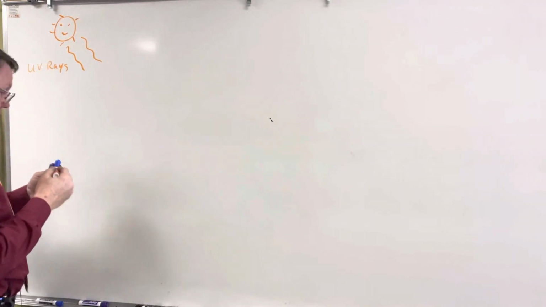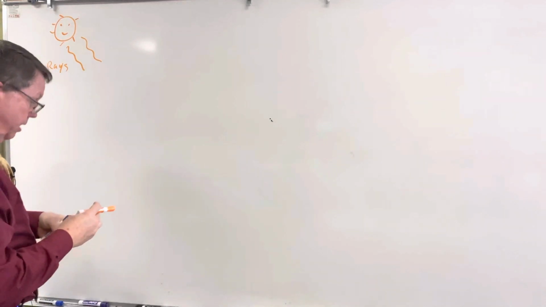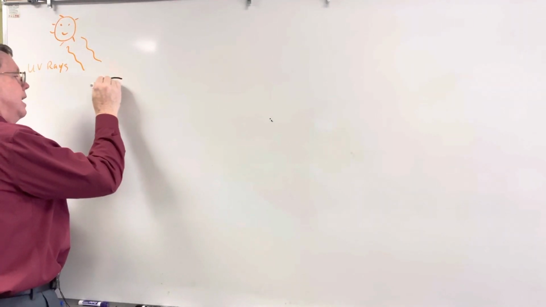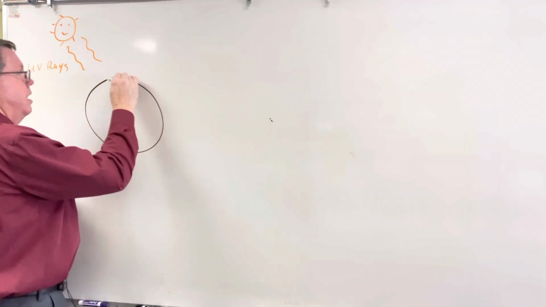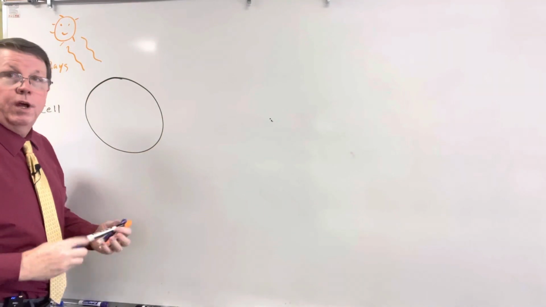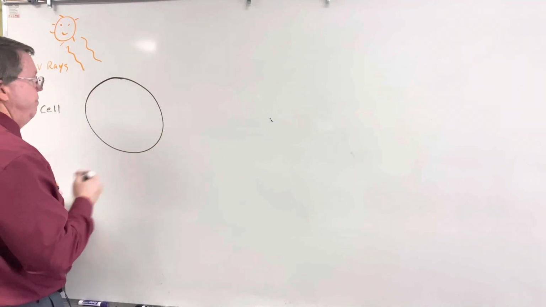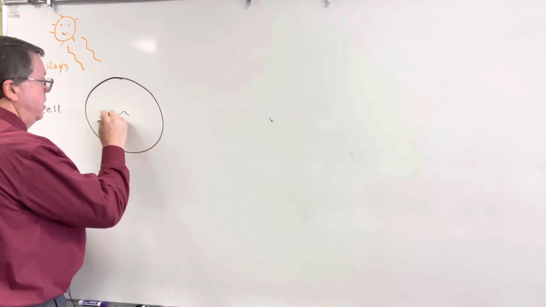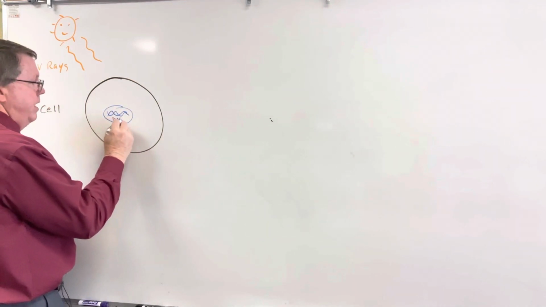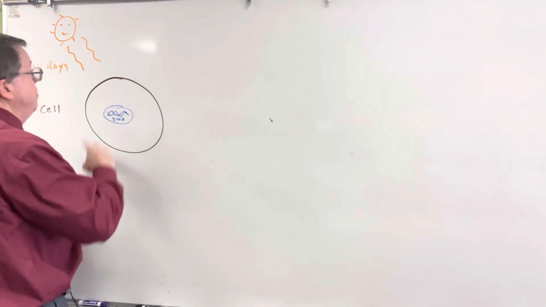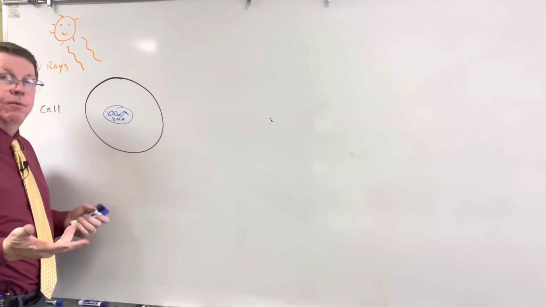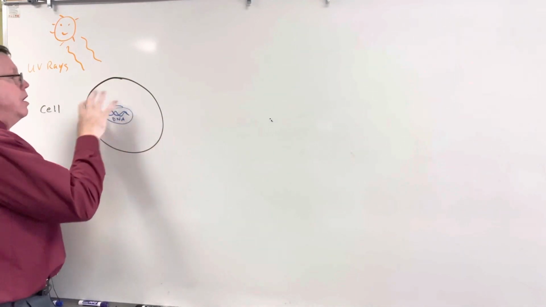Now, the UV rays are going to come down and they can hit cells. So I'm going to draw a cell like this. Okay, this is my cell. And as you know, if you're watching this video, you probably already know this, inside the cell there's the nucleus, and inside you're going to have DNA. When the UV rays hit the cell, they may damage the cell, right? If you've ever had a sunburn, you know exactly what I'm talking about. So they may damage the cell.